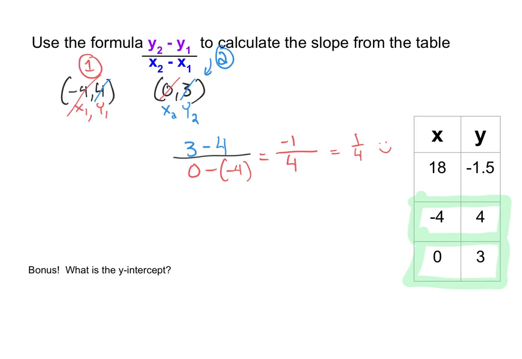And then for this bonus, what is the y-intercept? Well, the y-intercept is where x is 0. So my y-intercept is 0, 3.